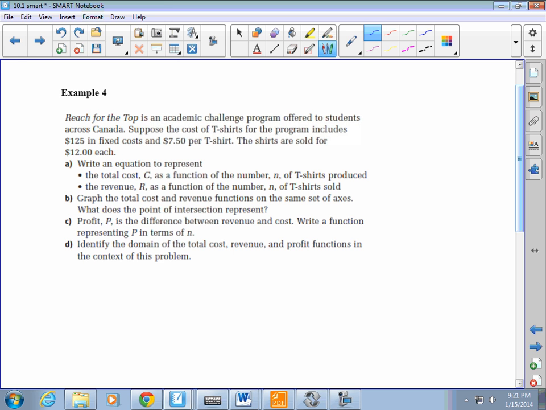So for my cost, my function would be C of n, the cost of my number of shirts. It's a base cost of $125, or a fixed cost of $125, plus $7.50 per shirt, so 7.5n. My revenue then is going to be, what did I charge for the shirts? I charged $12 per shirt, so 12n.